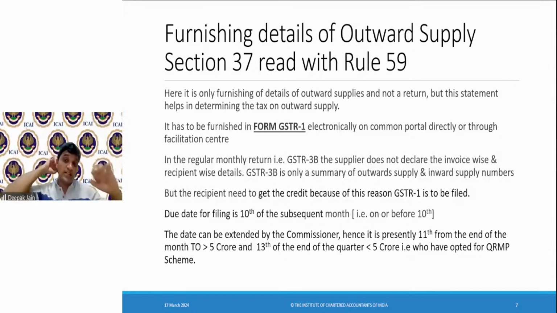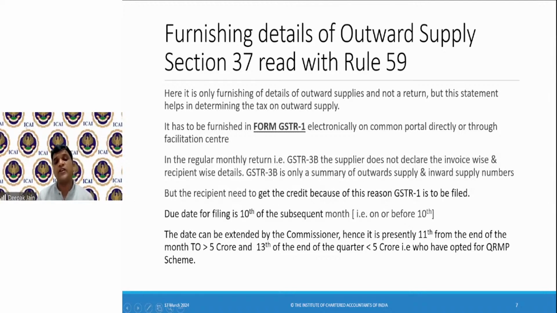In the GSTR-3B return, we don't give invoice-wise and recipient-wise details. But in 1, we give supplier details. If it is B2B supply, we will mention the GST number. If it is B2C supply, then if the value is more than 250,000, then also we'll give the details. So a lot of information goes in 1, but in 3B, the summary of this will go. 3B is only a summary of outward supplies and inward supply numbers.